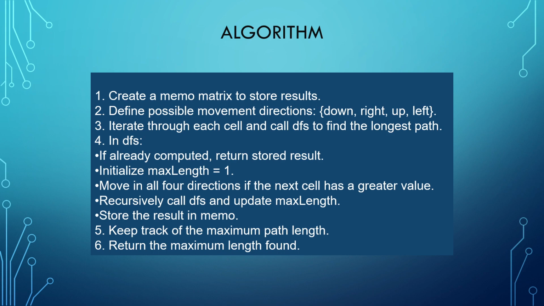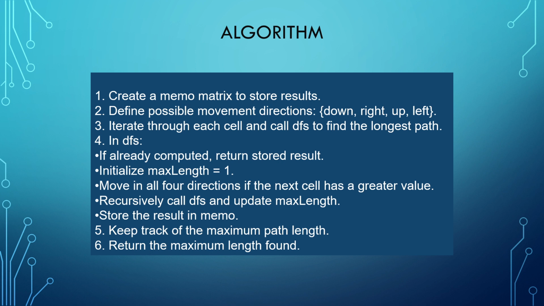And then we have to define the possible movement directions, which are down, right, up and left, as seen in the problem statement. And now we have to iterate through each cell in a grid, and for each cell we will be calling DFS in order to find the longest path through each cell. And in DFS we will be having each cell.